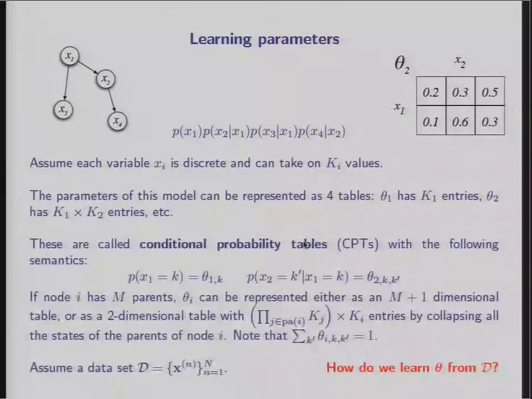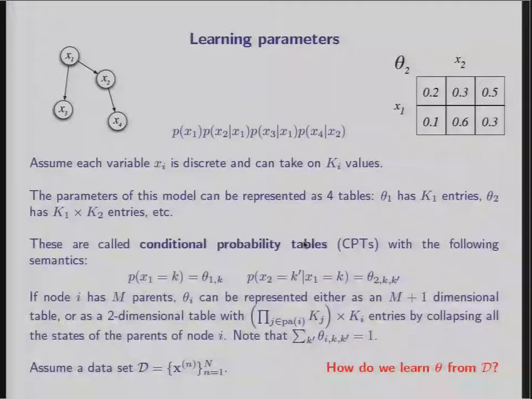Now, assume each of the variables is discrete and can take on k sub i states. For example, let's say x1 can take on 2 states as a binary variable, and x2 can take on 3 states, it's a ternary variable. Then the parameter theta 2 is a 2 by 3 table where the rows sum to 1. That's all it is.